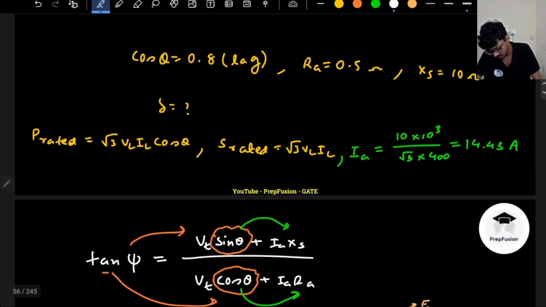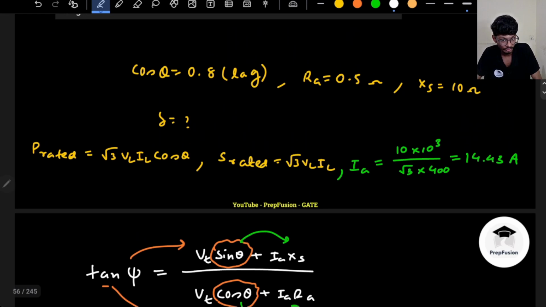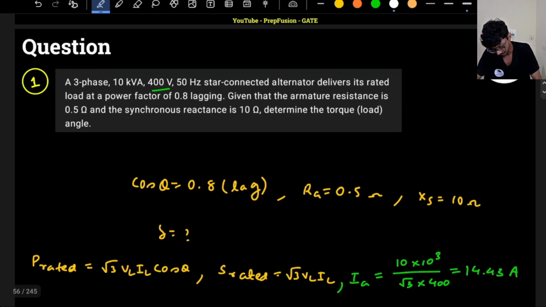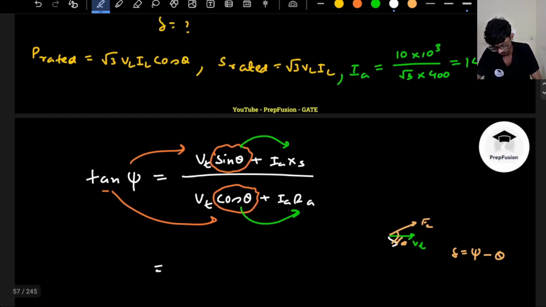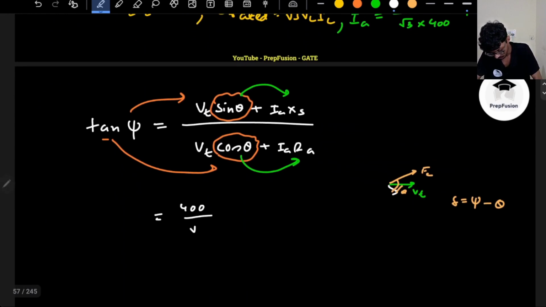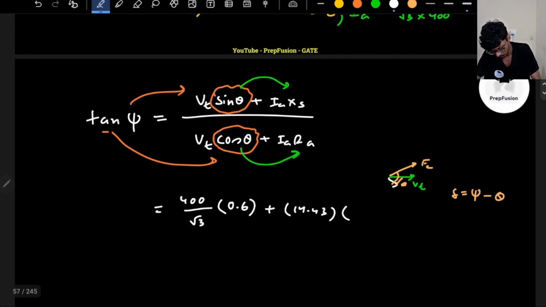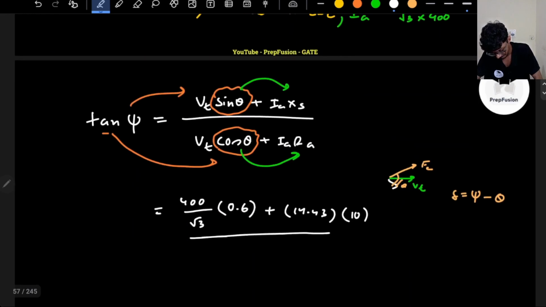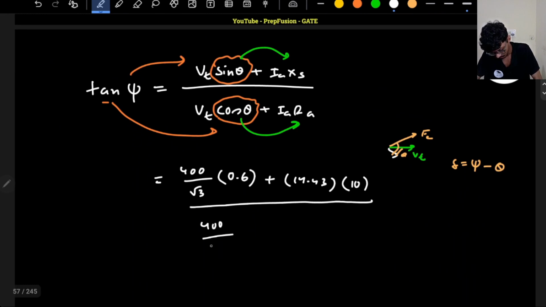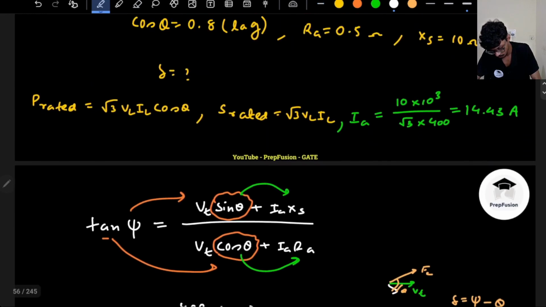So Vt I already know, the terminal voltage. What is the terminal voltage? Remember, the terminal voltage here is not 400, you have to write the per phase equivalent. So it will be 400 divided by root 3. What is sine theta? Sine theta is 0.6 because cos theta is 0.8, plus Ia is 14.43 into Xs, which is 10 ohms, divided by Vt cos theta plus Ia, 14.43, into Ra, which is 0.5.